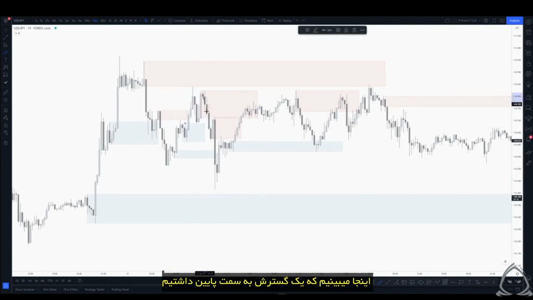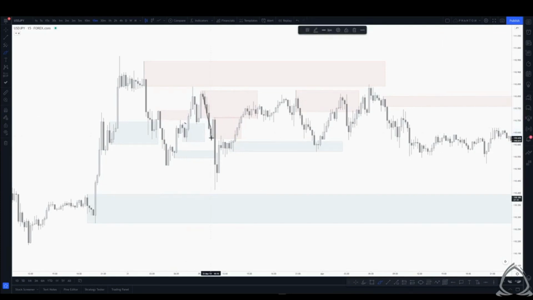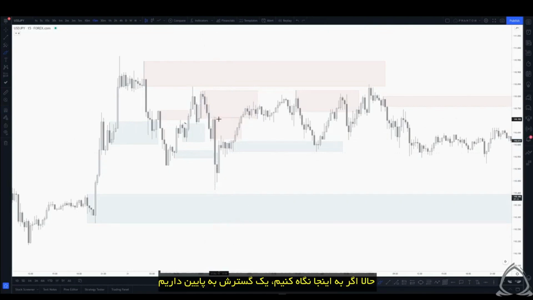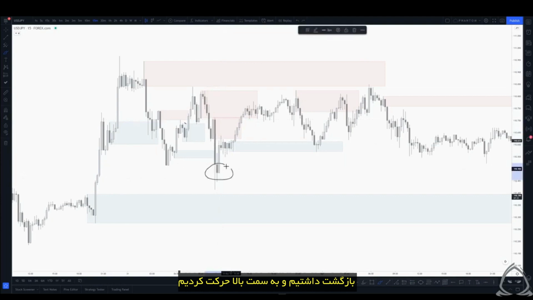And what we can see here, we get an expansion to the downside. We have a pivot to the upside and then an expansion to the downside. So this supply zone would be a continuation supply zone. Now, if we look at this point, we have an expansion to the downside. We do get a reversal and we see price expand to the upside. We range and then move to the upside.